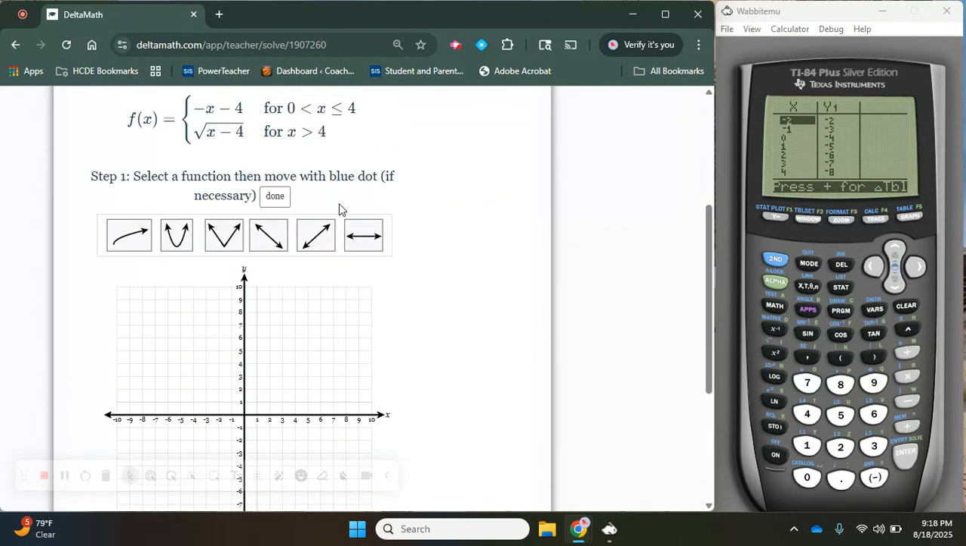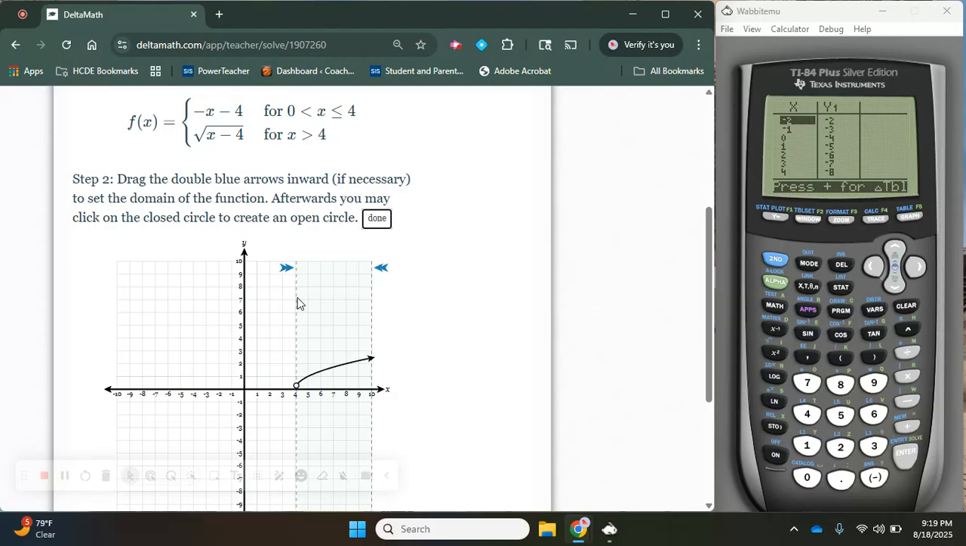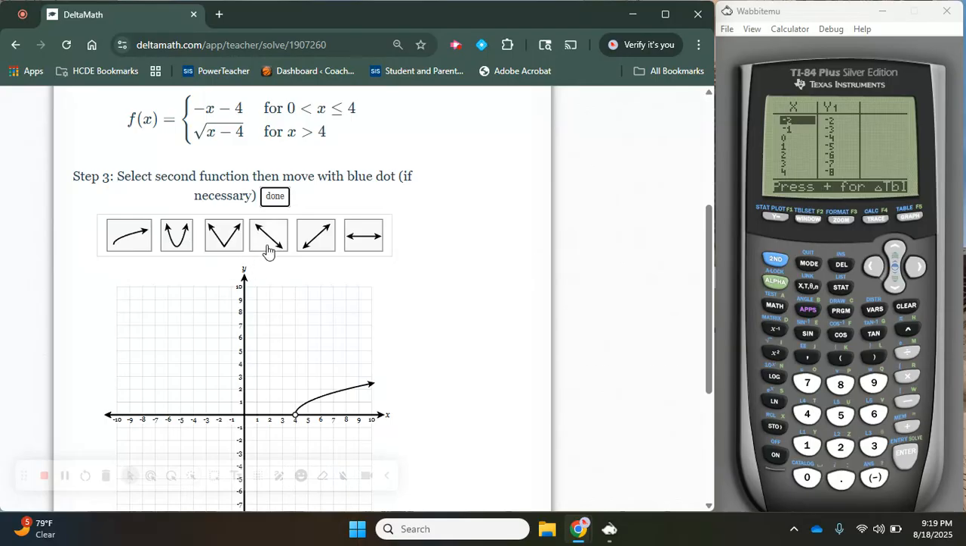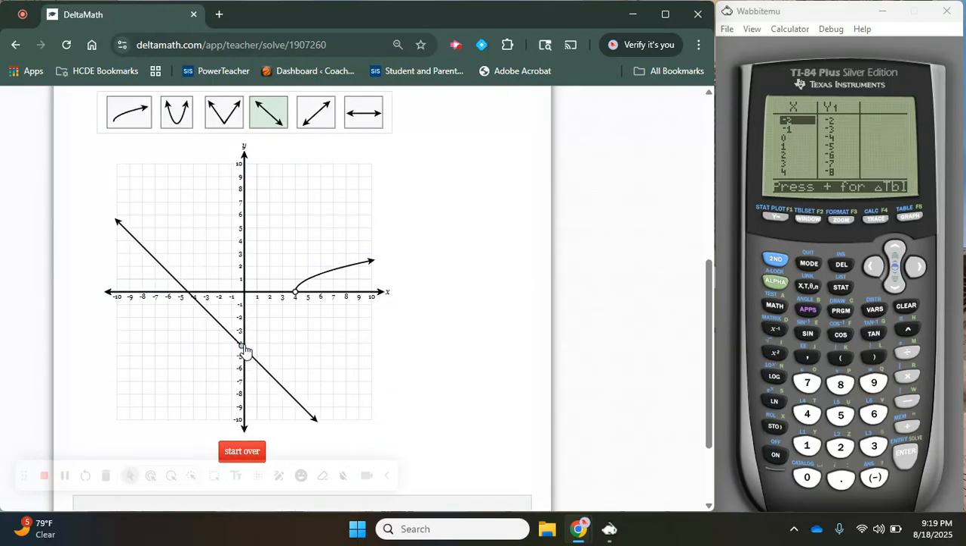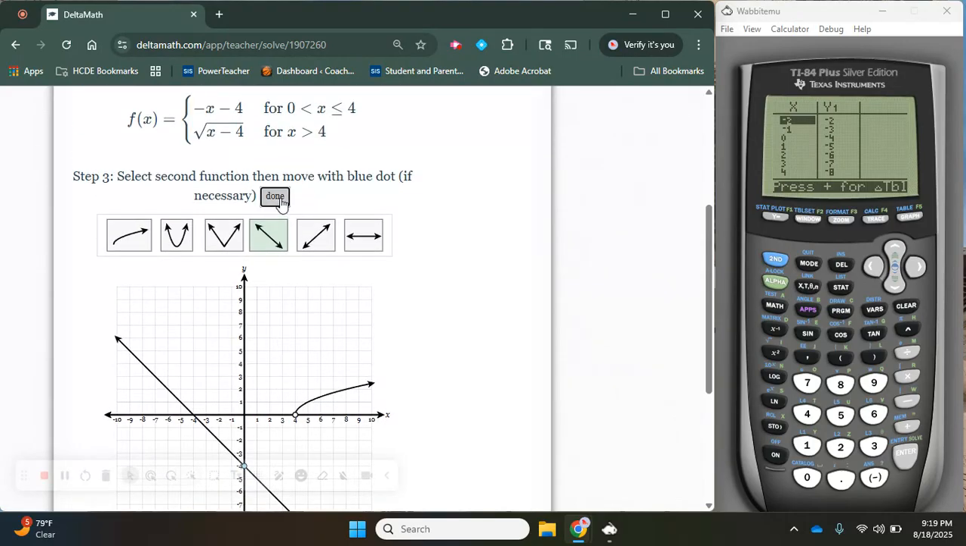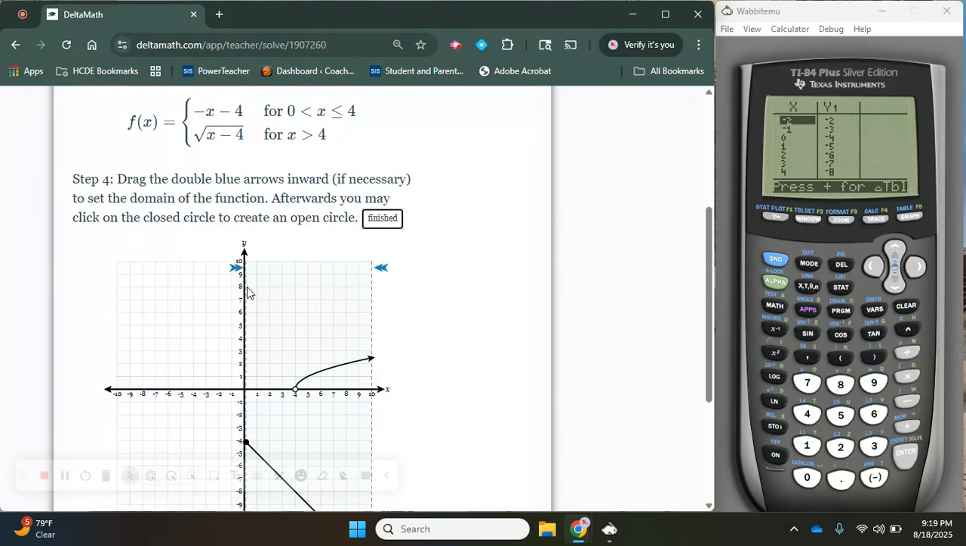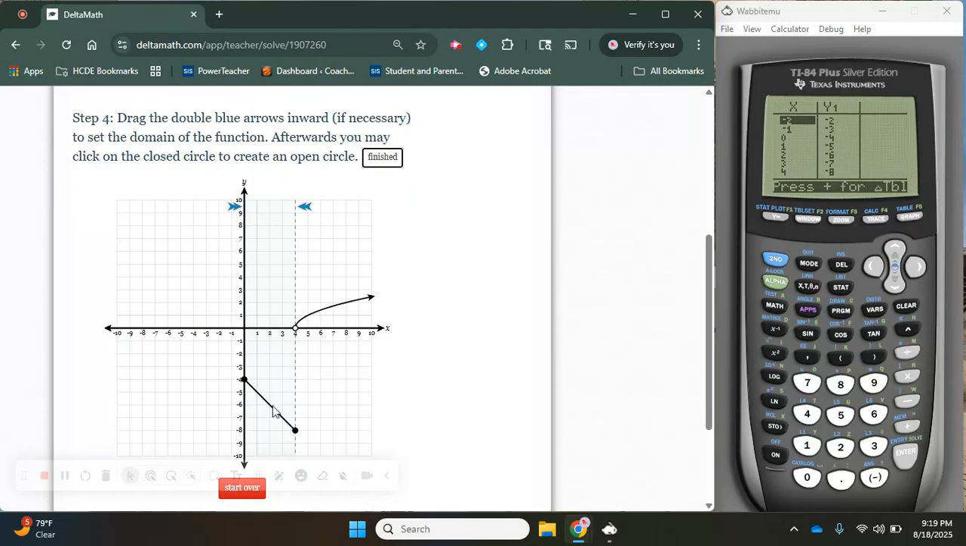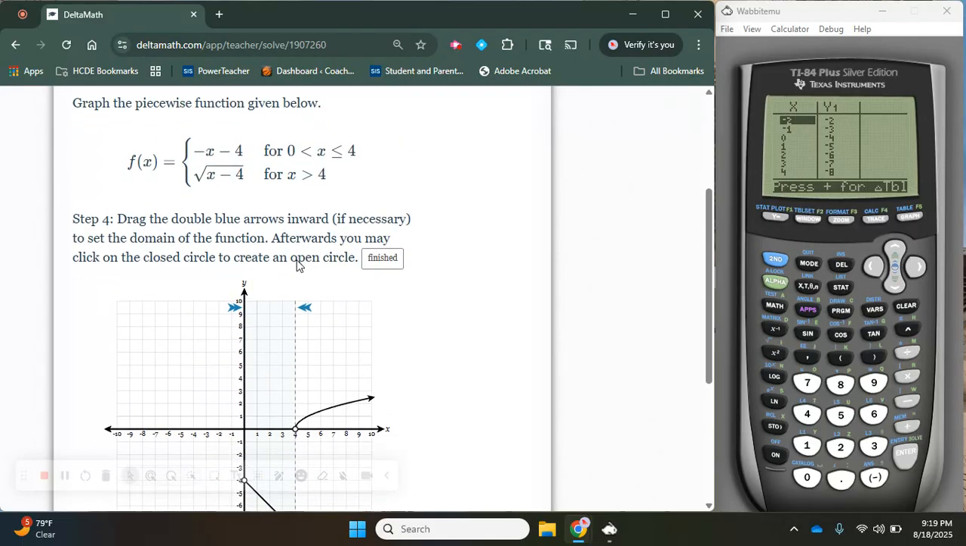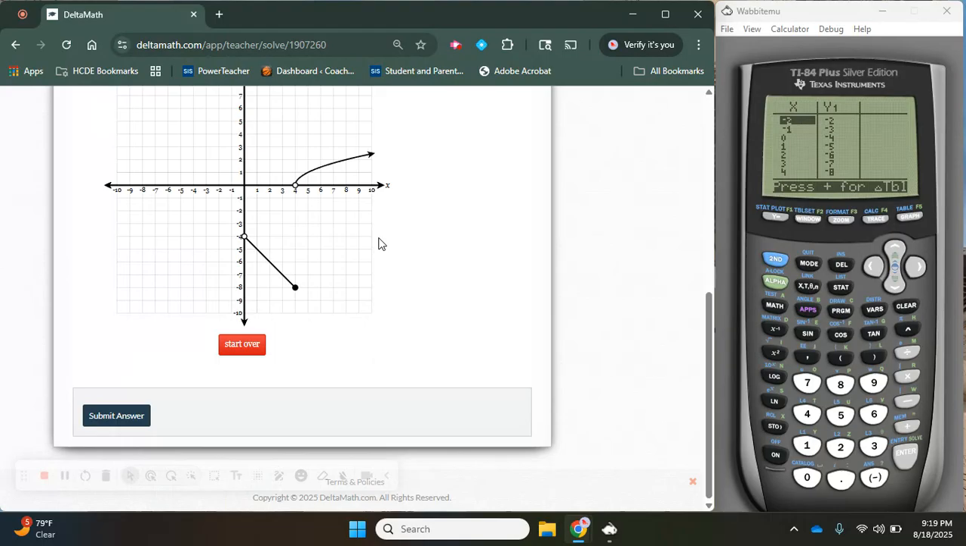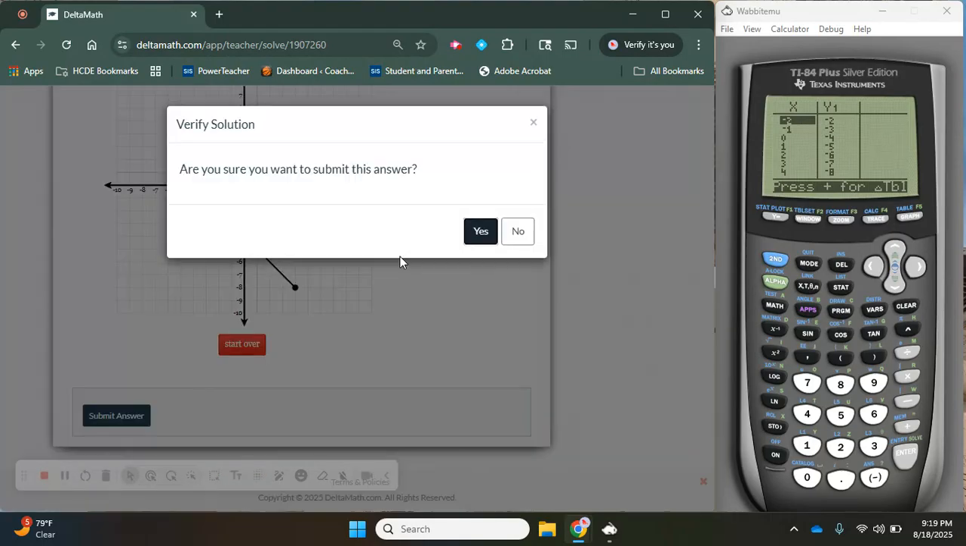Oh, I hit start over. See if that worked. It did not. All right, let me go quicker here. We had this one over at the 4. The domain was 4 over. It was an open circle, excuse me. And then our second was a negative sloping line that crossed through negative 4. So it looked like this. It had a domain from 0 to 4 with an open circle at the 0 and a closed circle at the 4. Finish. There we go. Don't hit start over again. So this is what our function would look like.